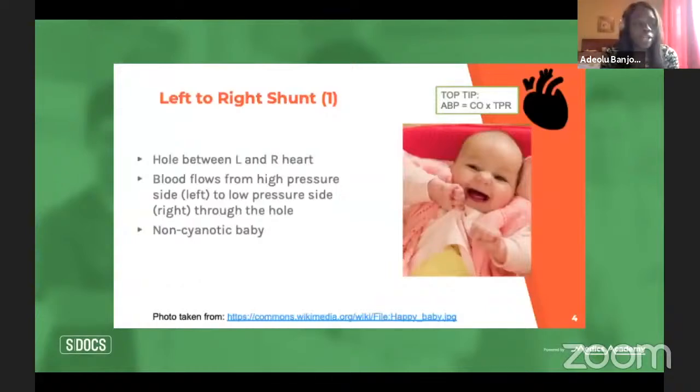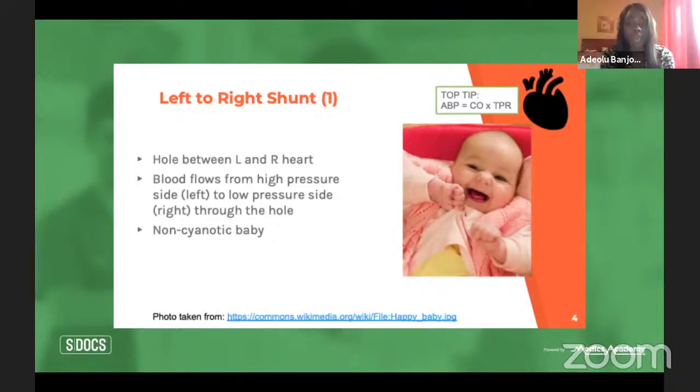So a left to right shunt is basically a hole or any form of abnormal connection between the left side of the heart and the right side of the heart. So blood obviously flows from the high pressure side, which is the left side, to the low pressure side, which is the right side, through the hole. So this would result in a non-cyanotic baby, basically.